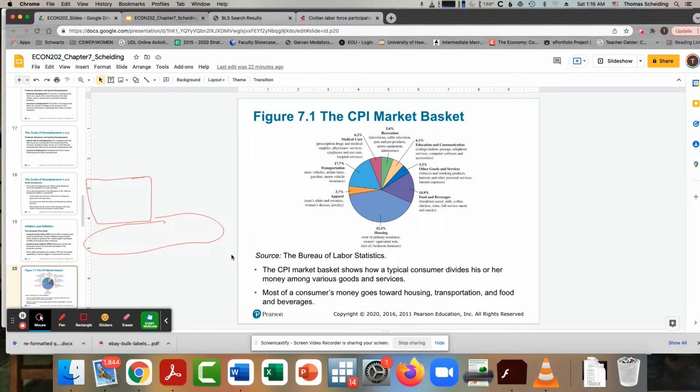Again, what the Consumer Price Index does is it looks at these items. It keeps the quantity of the good constant over time, and it just looks at how the price is changing over time, and uses that as a way to understand changes in prices.